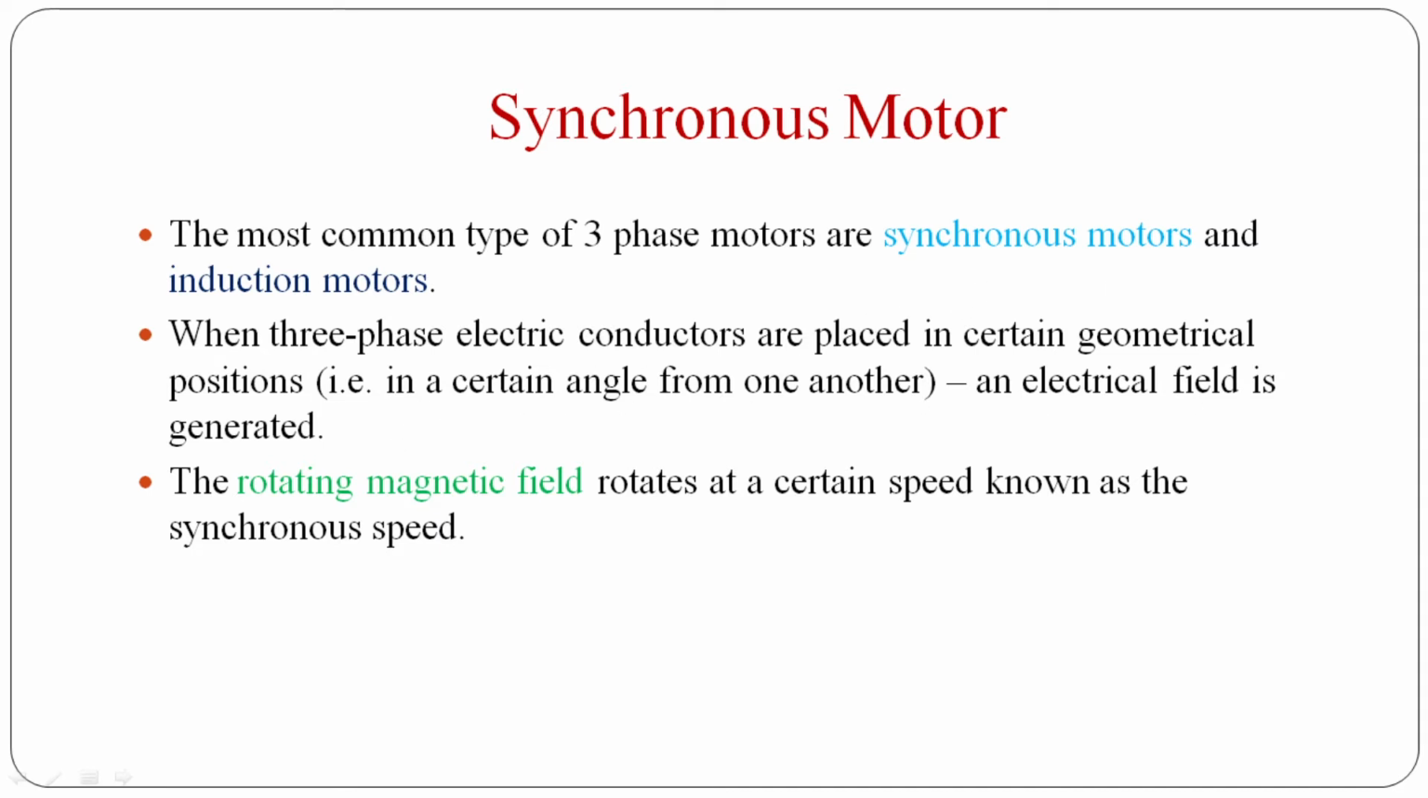When three phase electric conductors are placed in a certain geometrical position, that is at a certain angle from one another, a magnetic field will be generated. The rotating magnetic field rotates at a certain speed known as synchronous speed. The same concept of rotating magnetic field we have seen in the case of induction motors, right? So what is a rotating magnetic field? A rotating magnetic field is a field or flux having constant amplitude whose axis is continuously rotating in a plane with a certain speed. The speed of the rotating magnetic field is nothing but synchronous speed.